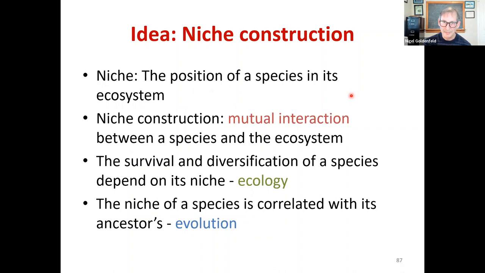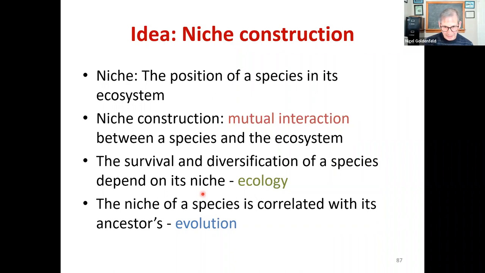When I talk about niche, what I really mean is, in some sense, the position of the species in its ecosystem, its role. A niche construction is the mutual interaction between organisms and the ecosystem. The survival and diversification of a species depends on its niche. This is the topic of ecology. And the niche of a species is correlated with its ancestors, because organisms start off with some niche and then gradually build out that niche and expand it. And so that's the evolutionary process.